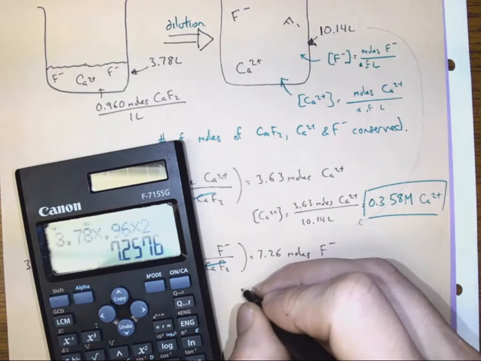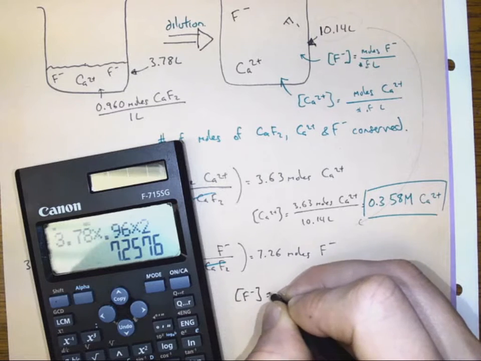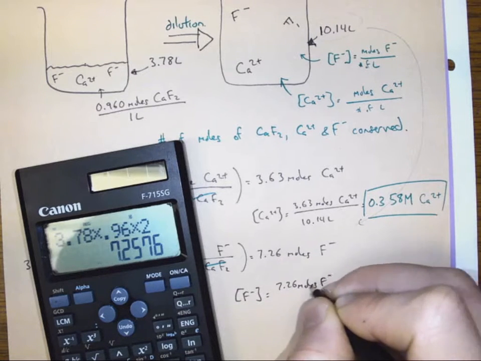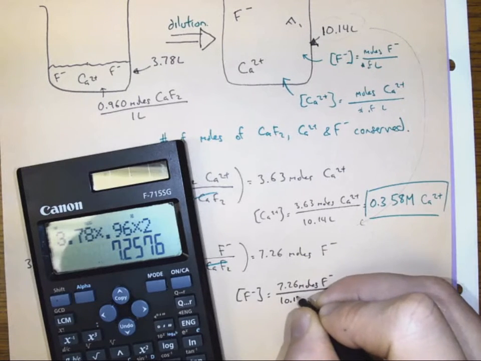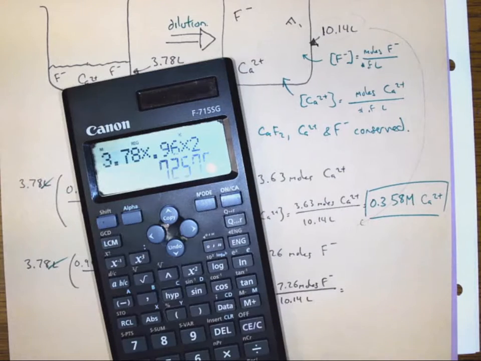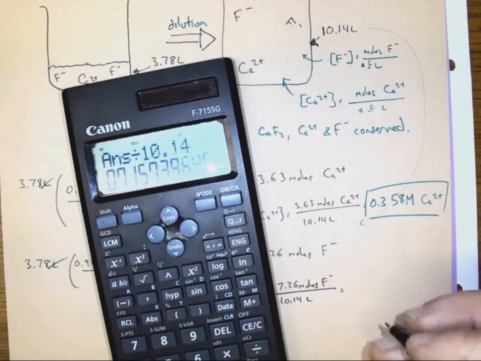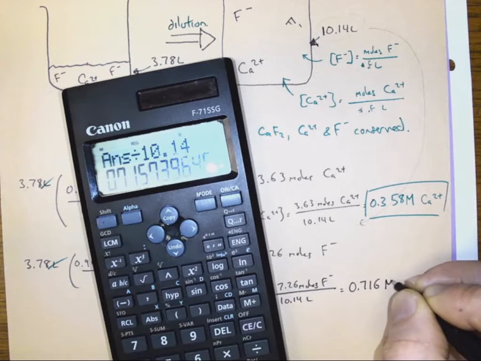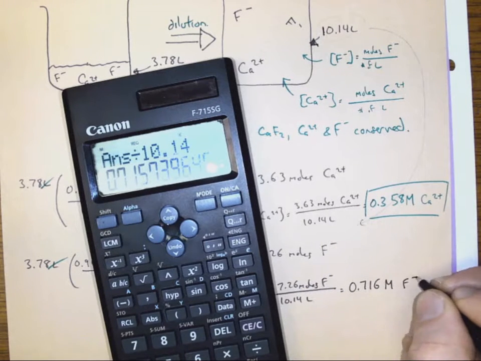And then I need to find the concentration of fluoride, which is 7.26 moles fluoride over 10.14 liters. That's going to be equal to, divided by 10.14, 0.716 molar of fluoride solution.